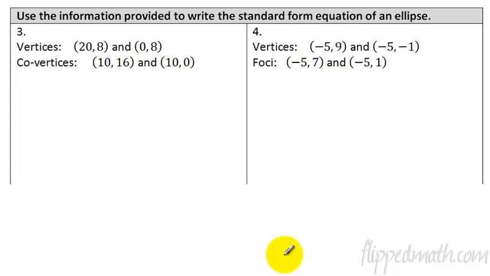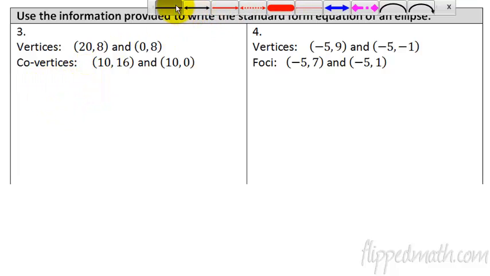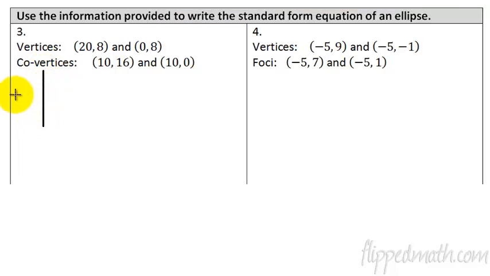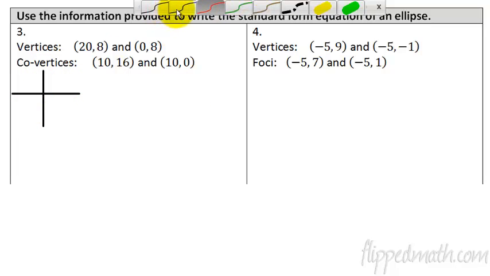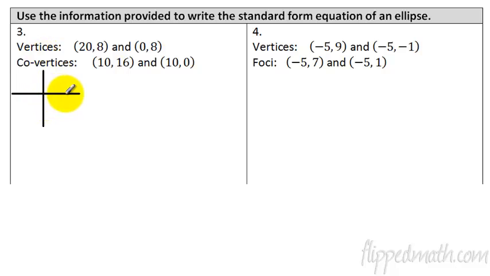Number 3. Now we're going to come up with an equation given some information. My strong recommendation, in fact, it's almost a must on every single one of these: draw yourself a quick little grid and sketch, nothing fancy. So I go out to the vertices, (20, 8) and (0, 8). If those are the vertices, that means it's this type of ellipse. It's horizontal. All you need is to find the vertices and you'll know which type of ellipse it is.